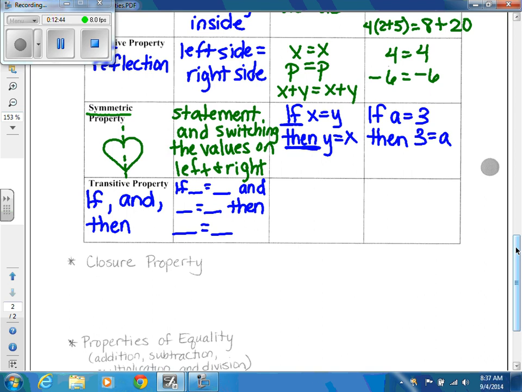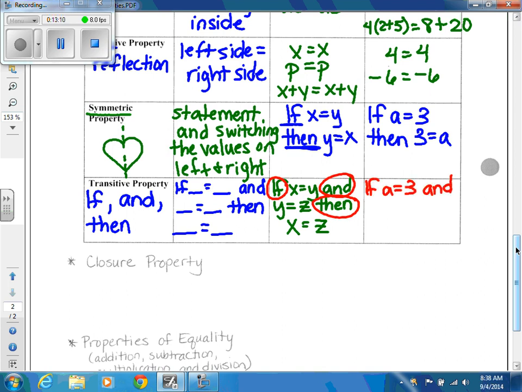And those blanks will be filled in in the actual statement. So for the first example, for variables, here's what I mean. If x equals y and y equals z, then we can safely conclude that x equals z. And notice it had those 3 components, the if, the and, and the then. That's what makes it transitive. So for the number side, if a equals 3 and b equals 3, then a equals b. Okay, so there's an example for those.